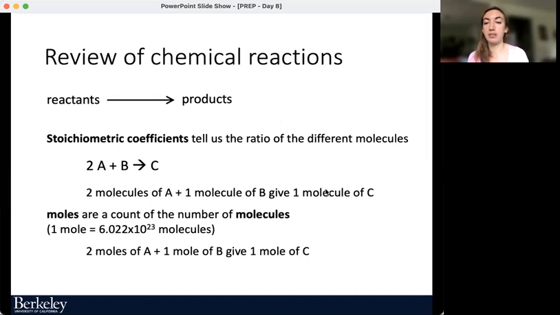Questions on this? So our stoichiometric coefficients we're just using as a ratio to tell us how many of each type of molecule we need in our reaction. So to make a day-to-day analogy, if I'm making a sandwich, I need 2 slices of bread and 1 slice of cheese, whatever. It's just telling us how much of each type of thing we need to make whatever we want to make.